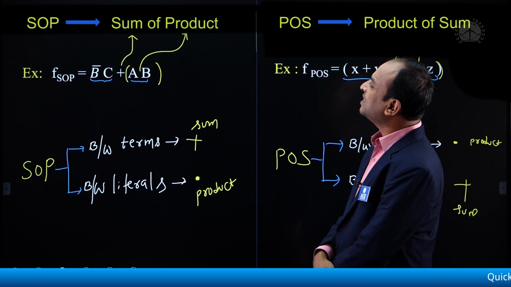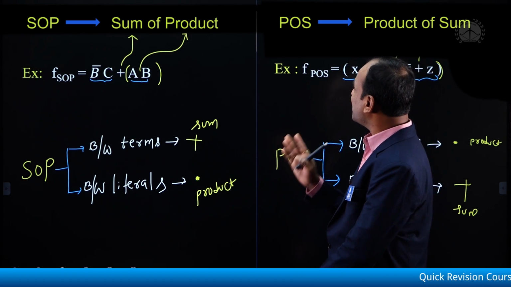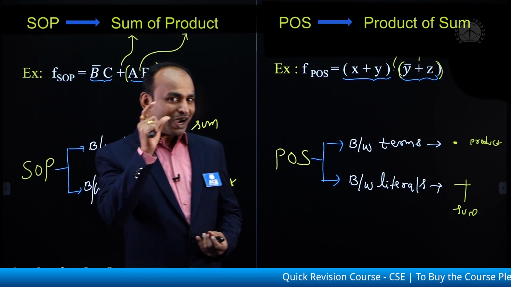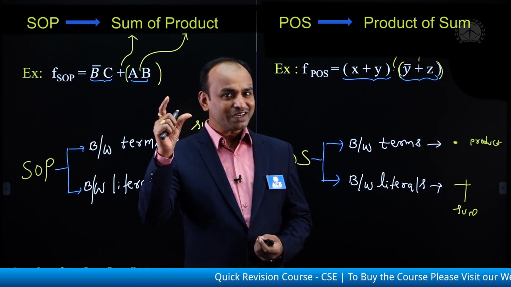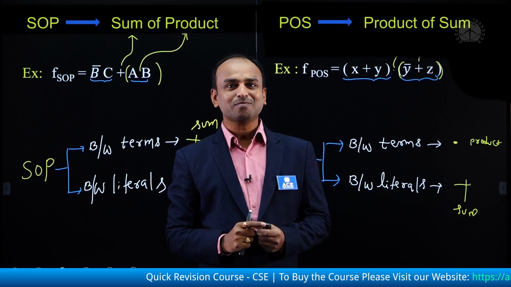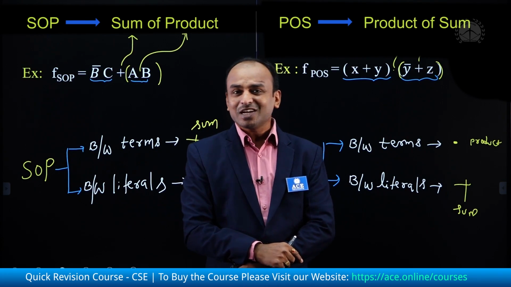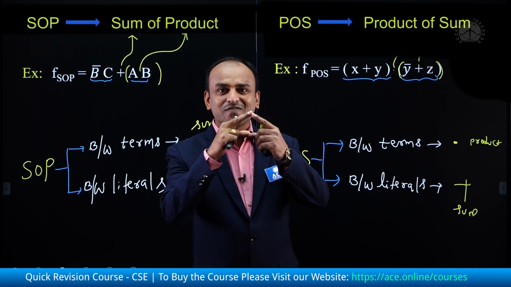Here, this is a comparison of SOP and POS. Till now, what is the topic we were discussing here? What is an SOP? Sum of product. What is a POS? Product of sum, and we compared it with the SOP. This is a topic related to the Boolean function forms.